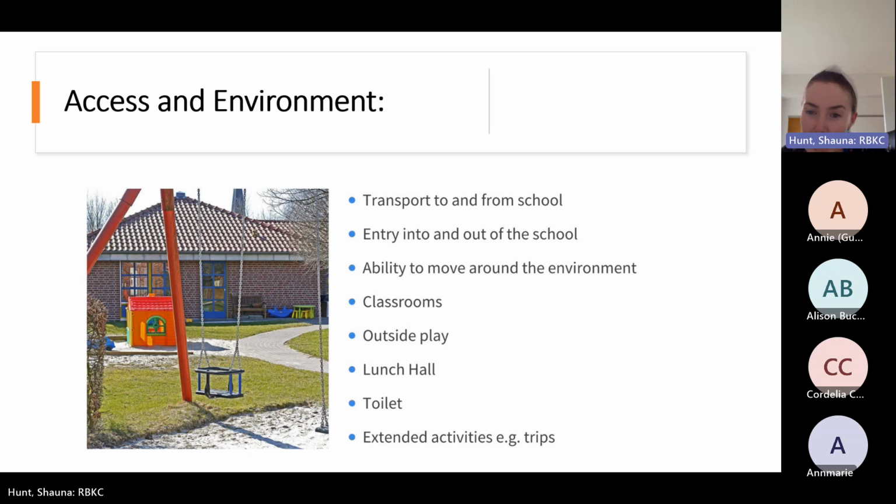So yeah, a good place to start is thinking about access and any kind of environmental considerations. Some of the aspects that may need to be considered include transport to and from school, entry in and out of school, the ability to move around the environment, classrooms, outside play, and the lunch hall, the toilet, and thinking about extended activities, so trips.